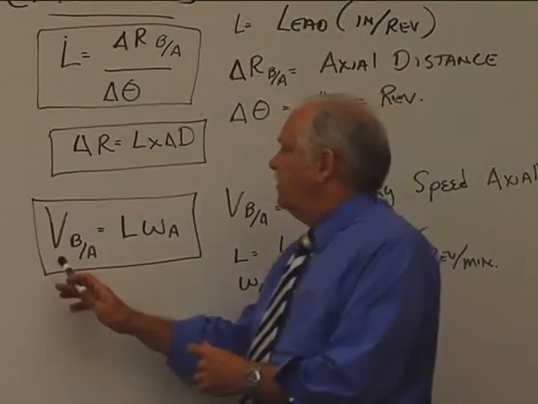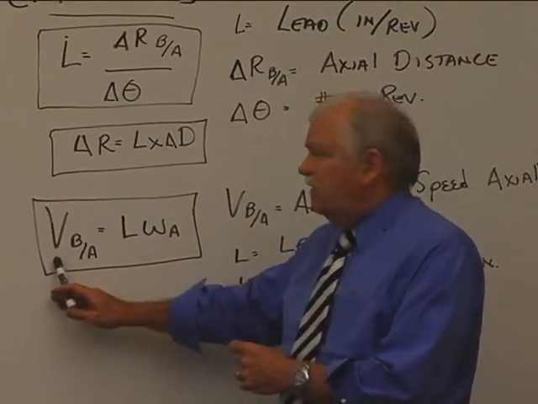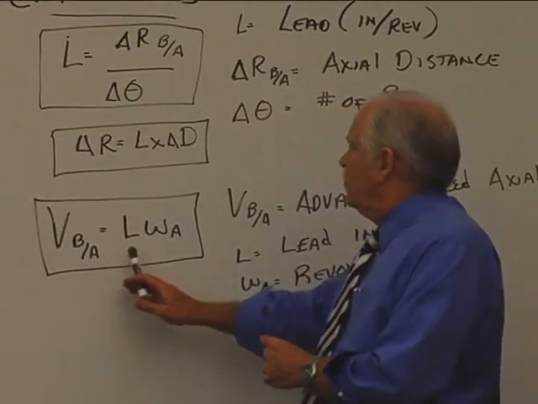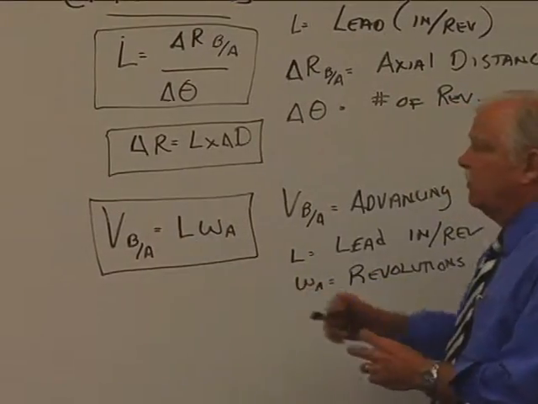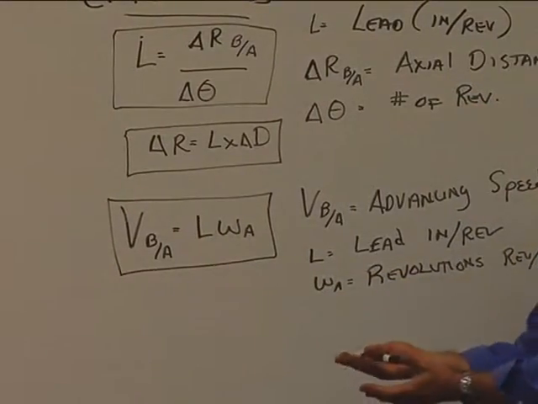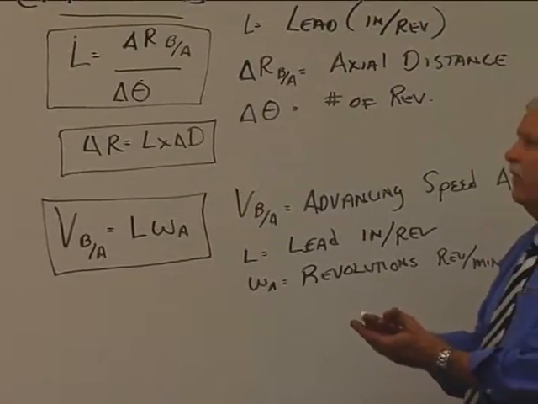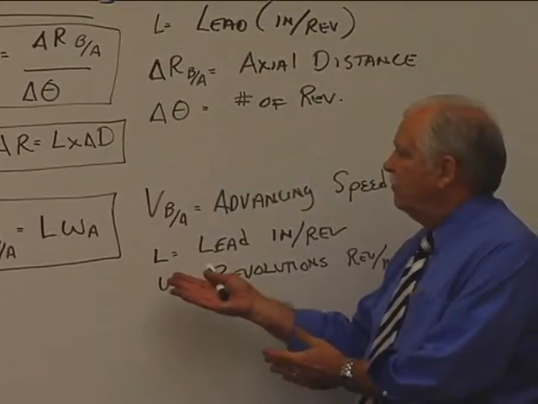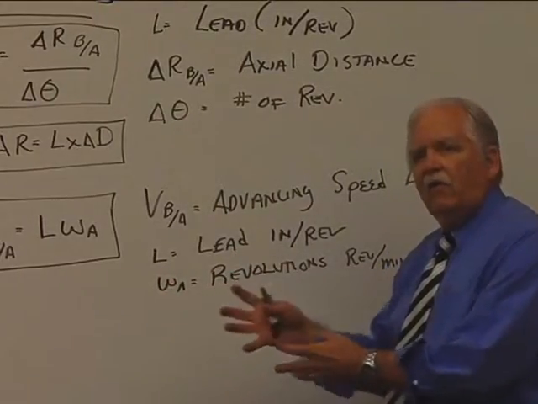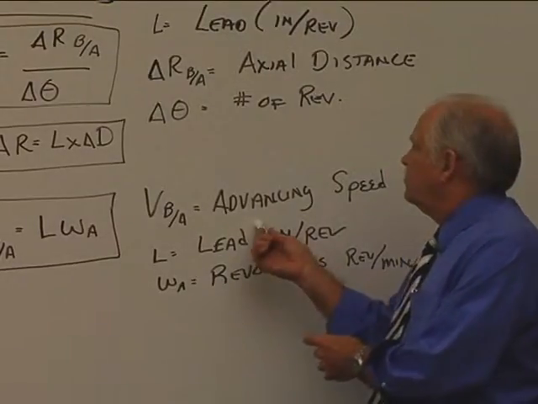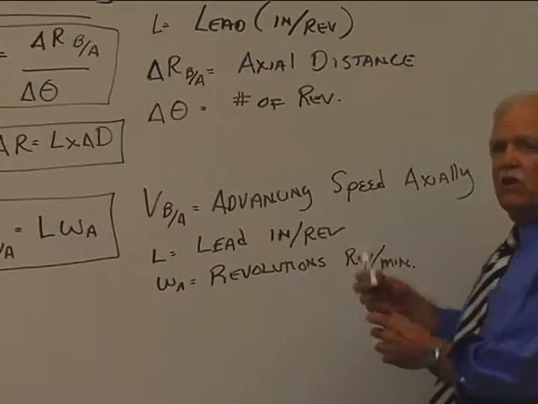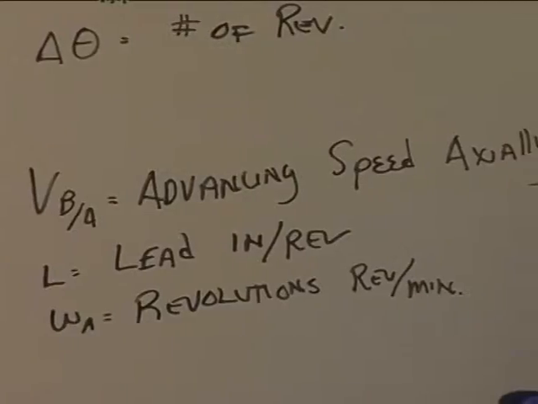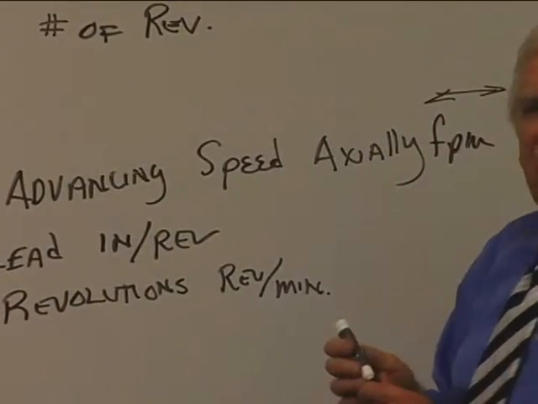And so now the linear velocity here, or the tangential velocity in this case, as v relates to A, would be the lead times the rotational velocity. Very similar formula to what we've had in other of these mechanisms. So we're applying the same principles, but this time we're using the thread form as part of the problem. So here is your advancing speed axially, usually in inches per minute or feet per minute, whatever it happens to be. It's movement going in a straight line.